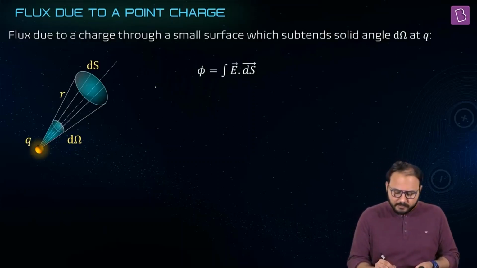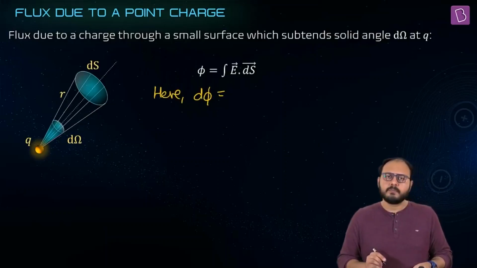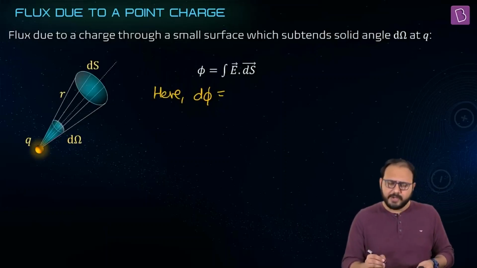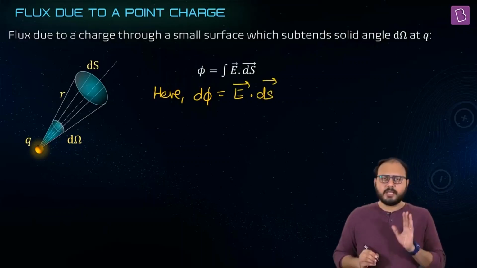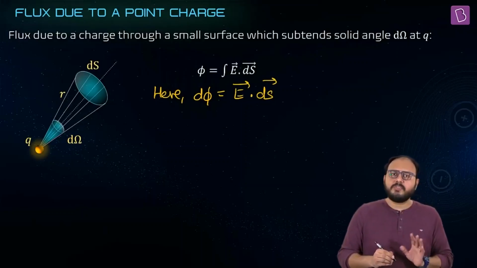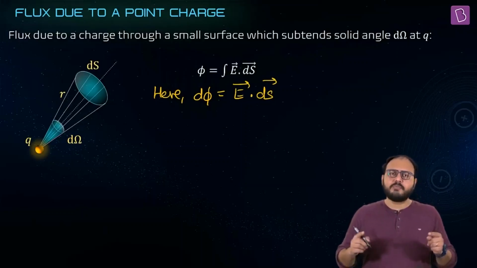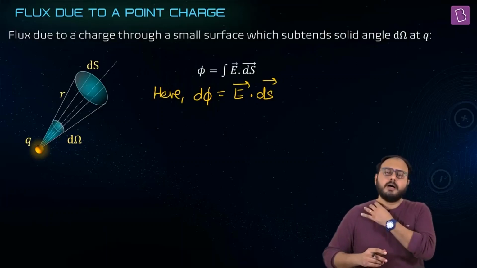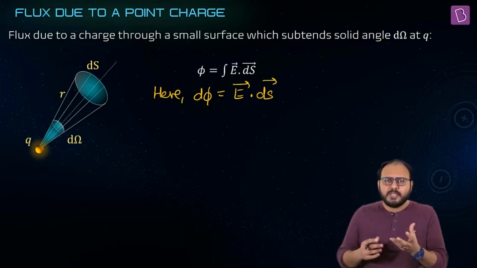So here, will you be okay if I write d phi? Fair enough. So d phi will be E dot ds. Are you convinced with that? Yes. Good. Remember, this is not the total flux produced, because if you draw lines of force, let me give you a picture. If you ask me, sir, what is actually the flux here?